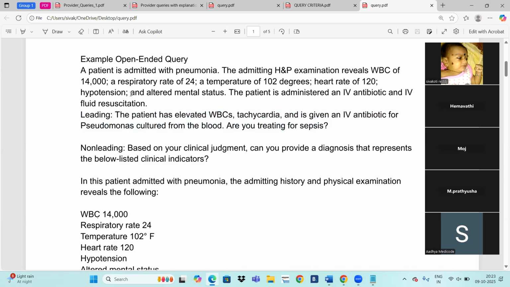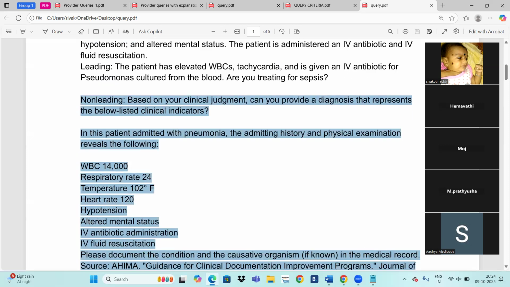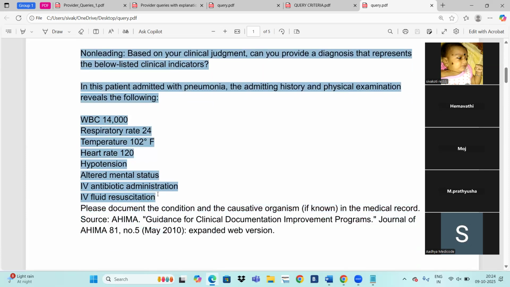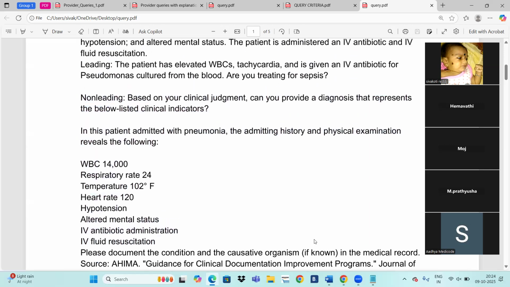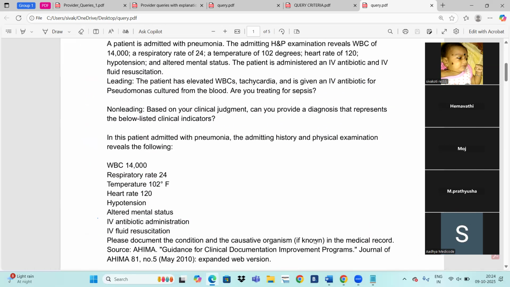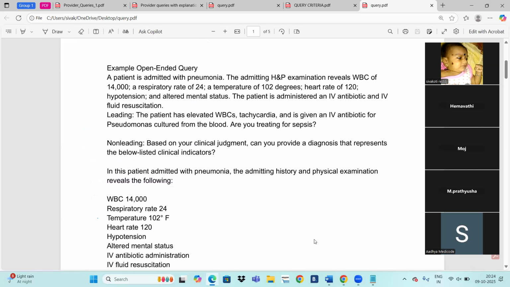In the non-leading format, how do we need to ask? Same open-ended query. These are free text. You need to provide all the indicators and please document the condition and the causative organism if known. It should be non-leading format. For the same query, we can ask either leading format or non-leading format, depending. So open-ended query means your query concern should be free text.